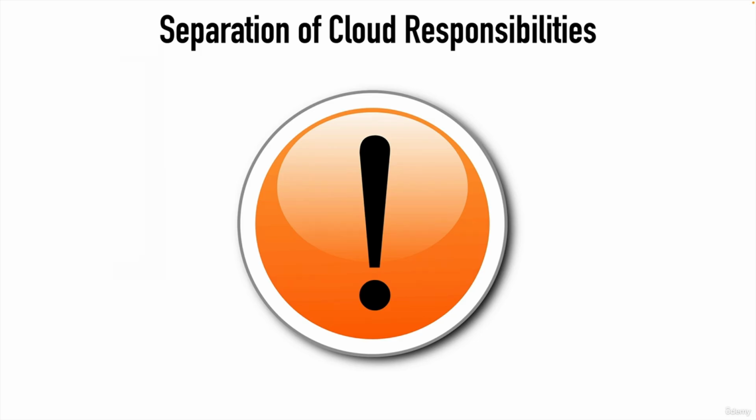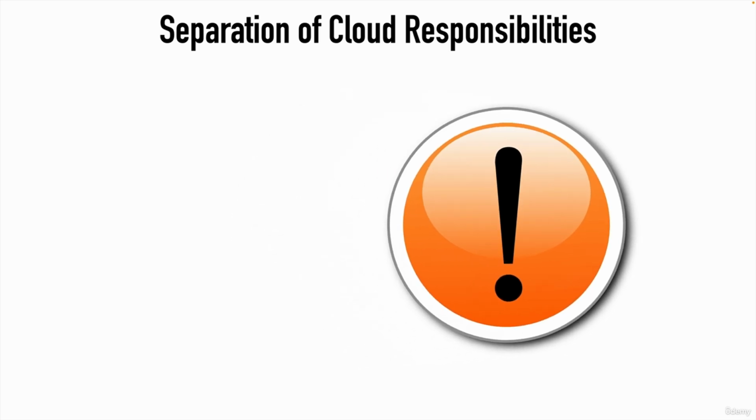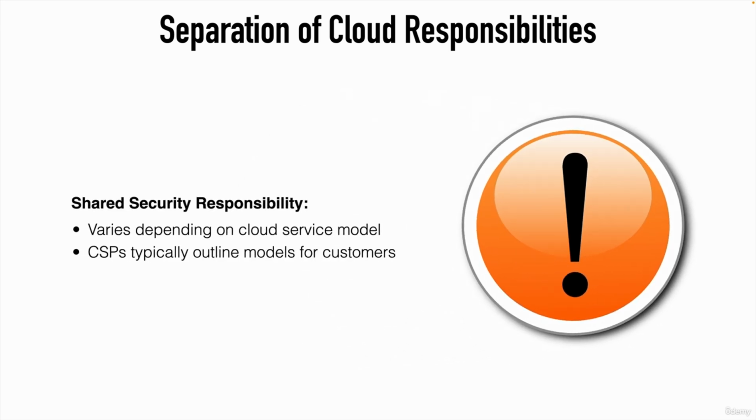Now that we understand the different cloud service models and deployment models, let's talk about the shared security responsibilities for customers and for providers. Depending on the cloud service model that you're using, these responsibilities will be slightly different. We're going to look at a general responsibility overview for SaaS, PaaS, and IaaS, but it's also worth noting that each cloud service provider typically has their own shared responsibility models that are available to customers for their own viewing and consideration.